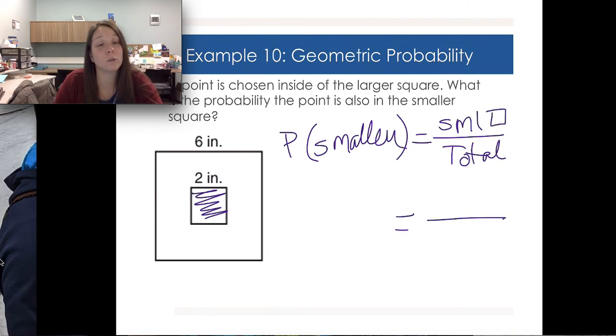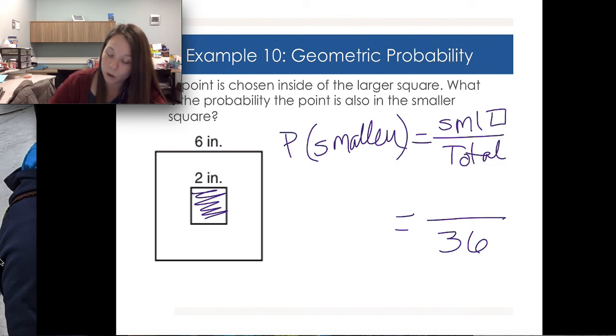Well, the area of a square is the base squared, or base times base. So the area of the entire figure here would be 6 times 6, which is 36. The area of the small square is 2 times 2, or 4. So our probability that it lands within the small square is 4 out of 36, or in other words, 1/9.